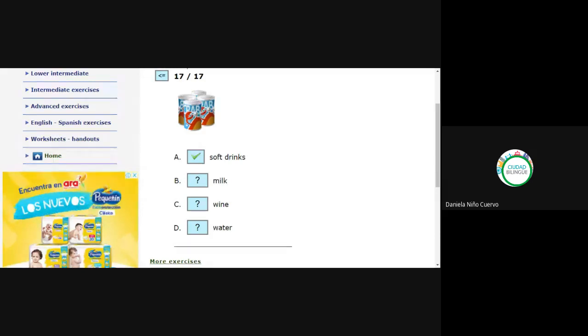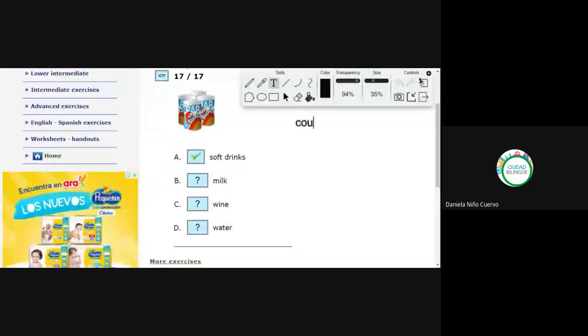Calabacín, that is courgette. I'm going to write it here. Courgette. Yes, calabacín. All right, so if you don't have questions or doubts, I'll see you tomorrow at 10 a.m.